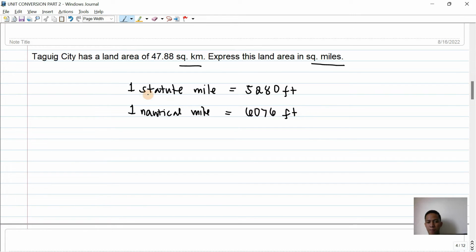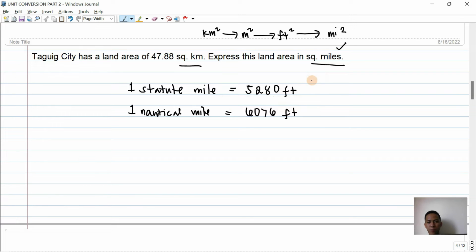So, notice here na sa problem natin, sinabi lang guys na miles. Okay? Kasi yung conversion natin dito, itong square kilometer, convert muna natin to square meter, then square meter to square feet, since may conversion tayo from the previous problem. Then square feet, convert natin to square miles. Okay, so that's how we convert this. Kaya kailangan natin yung conversion from miles to feet.